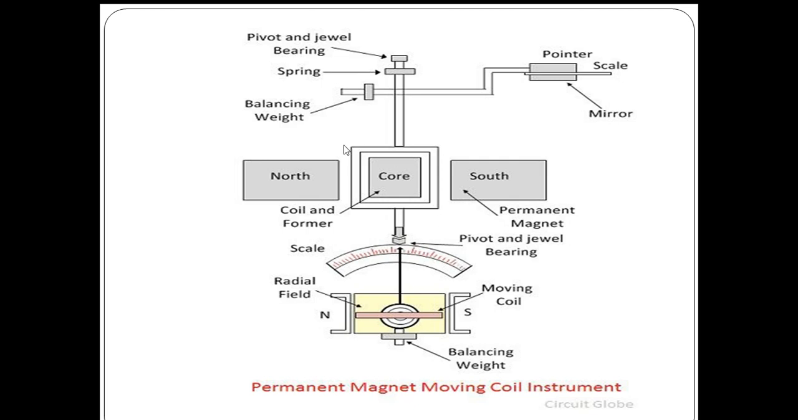So these are the different parts. One is the moving coil, and these are the two permanent magnets. Here this is the spindle, and here we are having a pointer which is connected to a scale. These two are jewel bearings, and here we are having spiral springs. The spiral springs will also act as conductors. We are sending current through the spiral springs only.